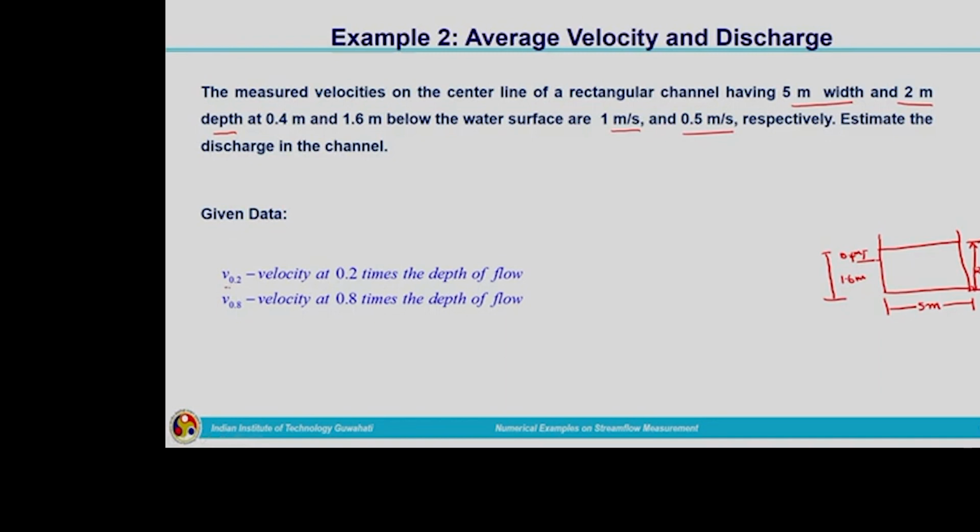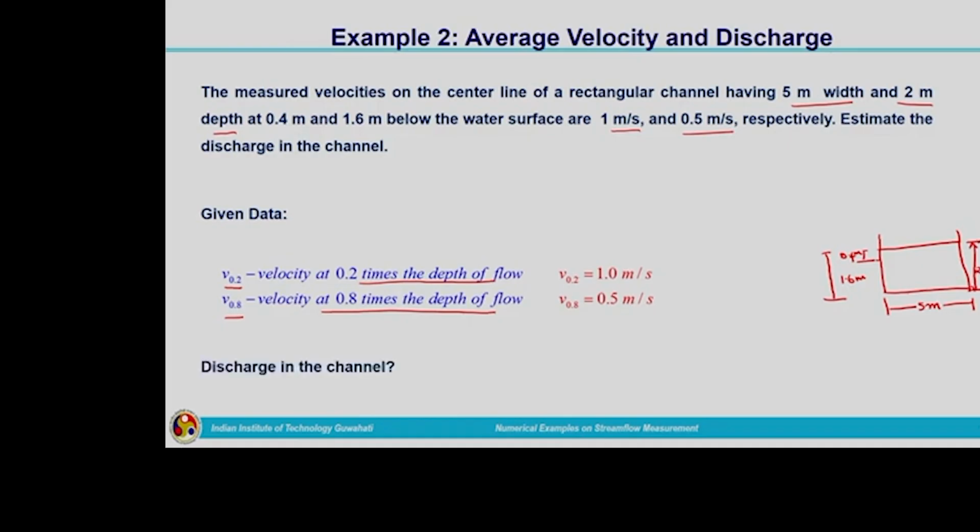And if we compute 0.8 times the depth of the channel, it will come out to be 1.6 meters. That is, the velocities at 0.2 times y and also 0.8 times y are given to us. So, we know the formula for computing the average velocity if the velocities at these two depths are given. Given velocities are v 0.2 and v 0.8, that is, the velocity at 0.2 times the depth of flow and 0.8 times the depth of flow. Those values are 1 meter per second and 0.5 meter per second.